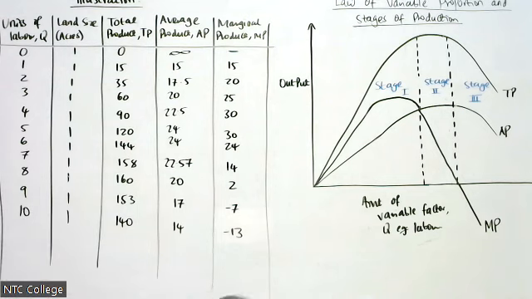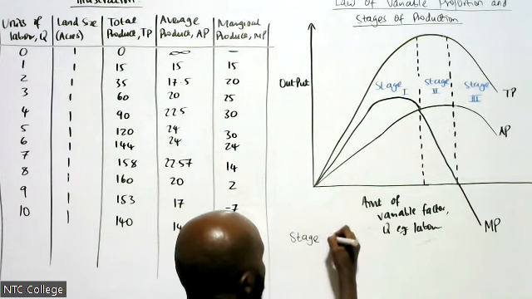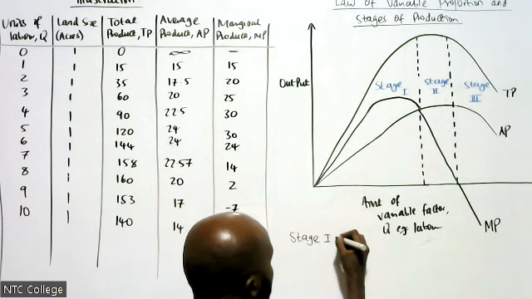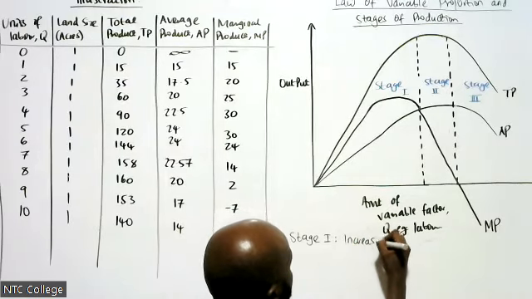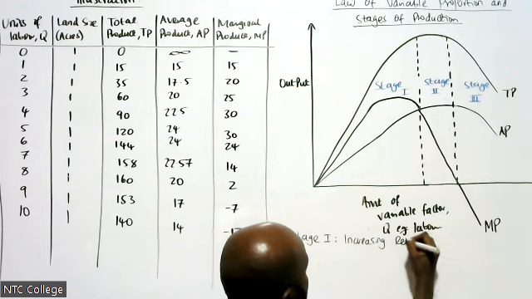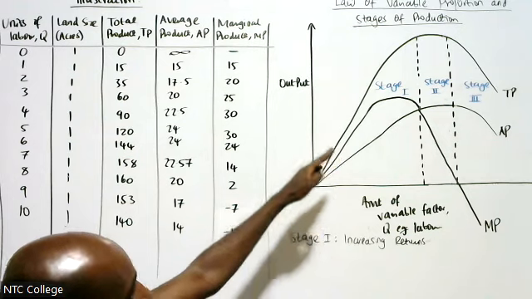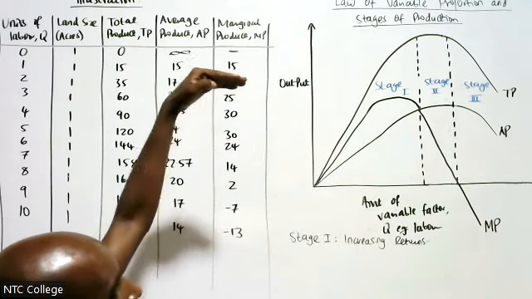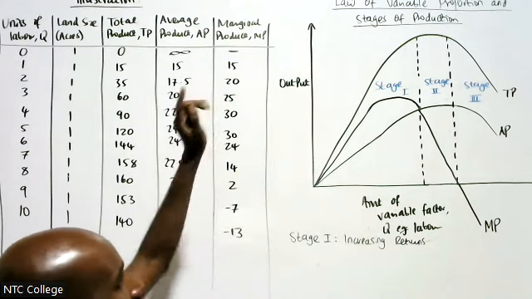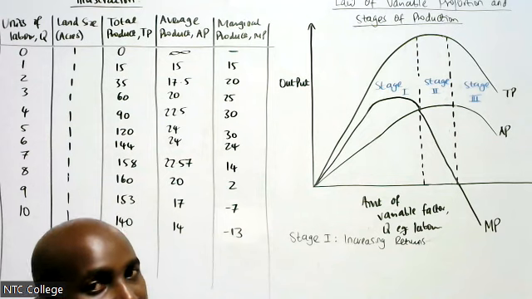After we're done with the diagram, I'll start by explaining stage one. Stage one: increasing returns. Because you can see that in stage one, average product and total product, especially total product, are increasing until the point which can be described as the maximum.